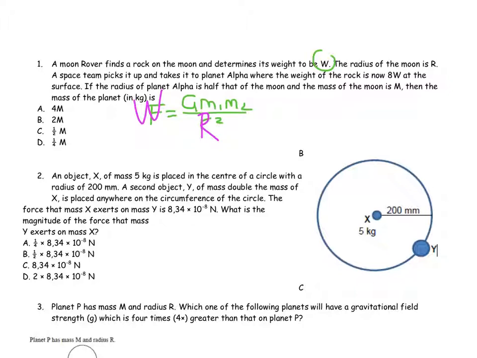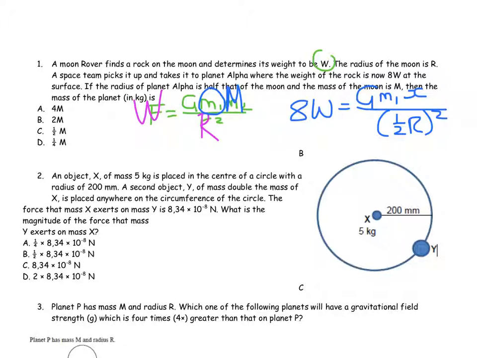A space team picks it up and takes it to planet Alpha, where the weight of the rock is now 8W. 8W is still equal to G, M1 is the same. It's the mass of the object, whatever it is. M2, obviously the mass, we want to know. The radius of the planet is half the radius of the moon.